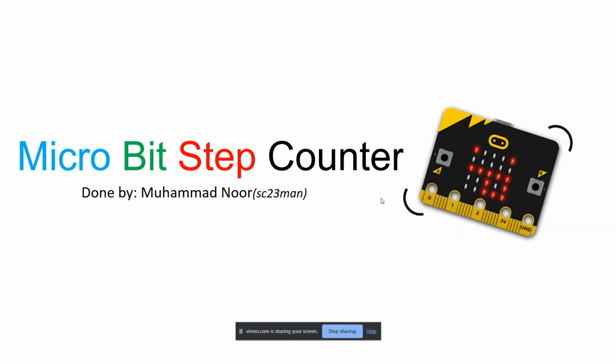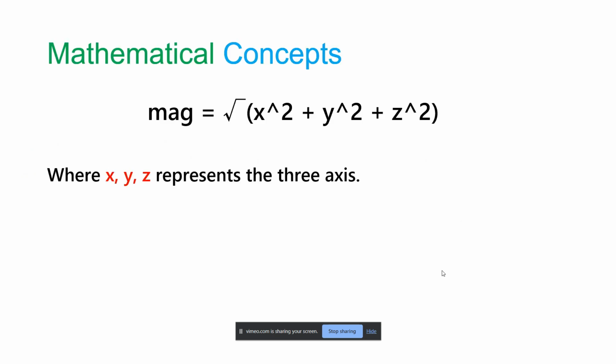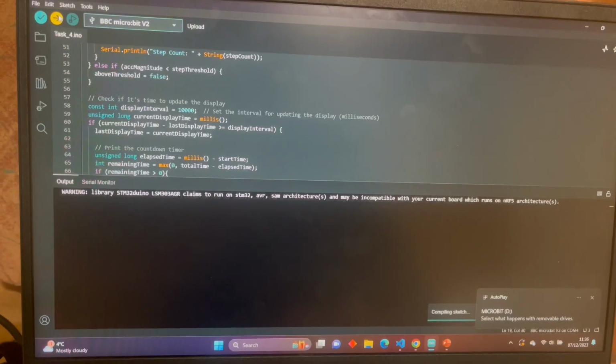Everyone, today I'll be doing my presentation on the microbit and how it uses the accelerometer readings to give a step count in a specific time interval. The mathematical concepts I'll be using is basically x, y, and z are the three axes. They are merged, and this equation helps to give me one magnitude value.